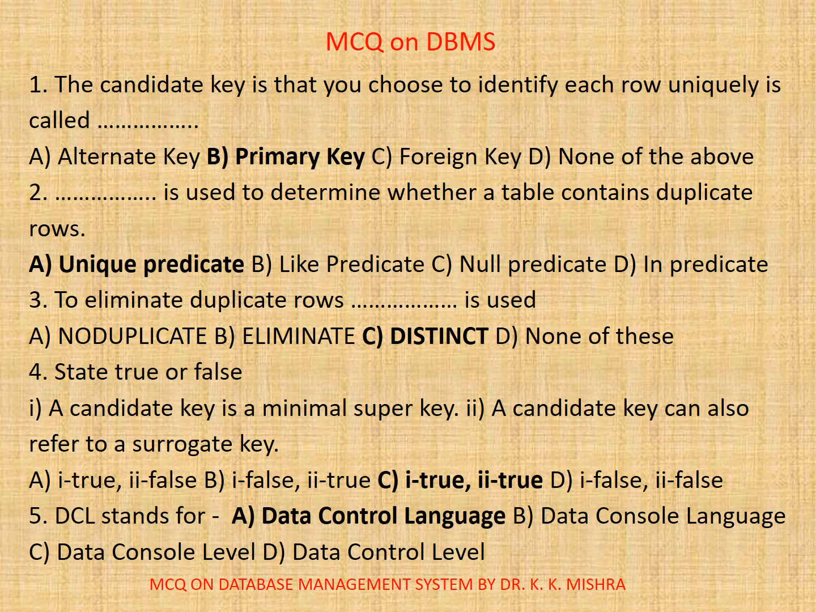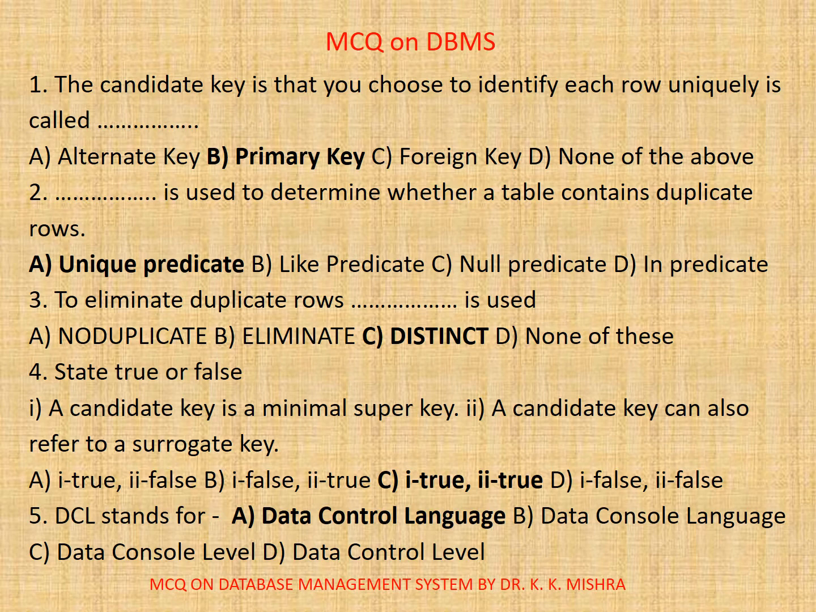Question number 2. Dash is used to determine whether a table contains duplicate rows. Options are A. Unique predicate, B. Like predicate, C. Null predicate, D. In predicate. Correct option is A. Unique predicate.